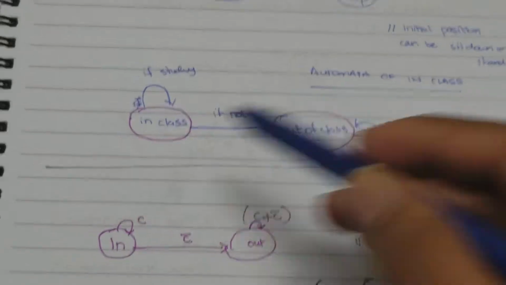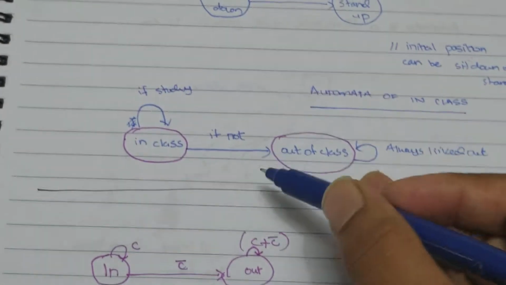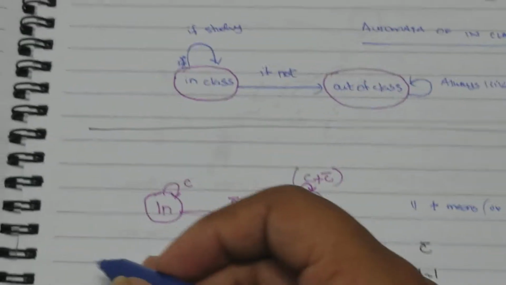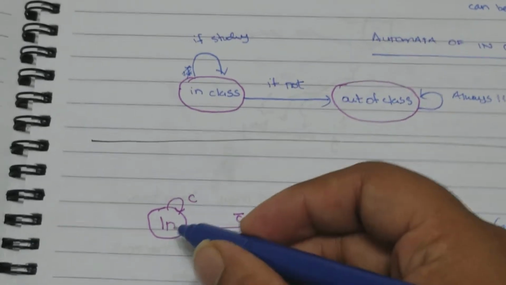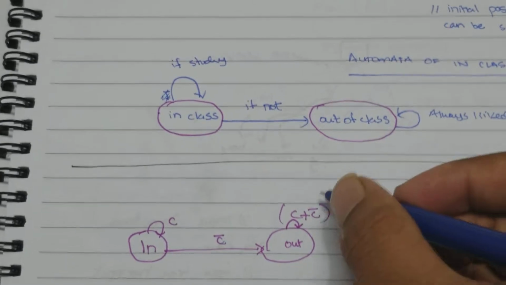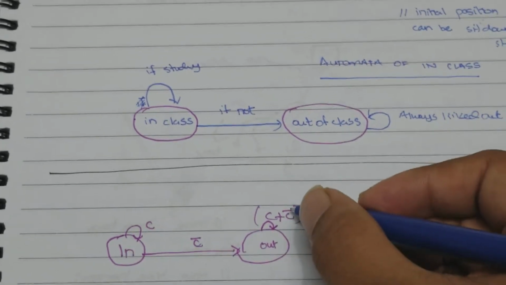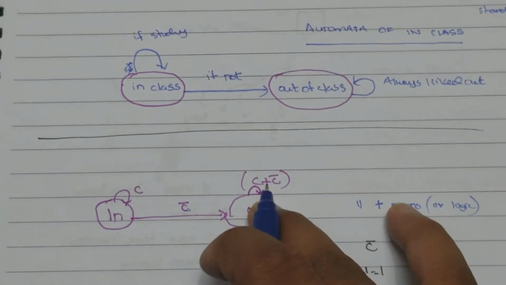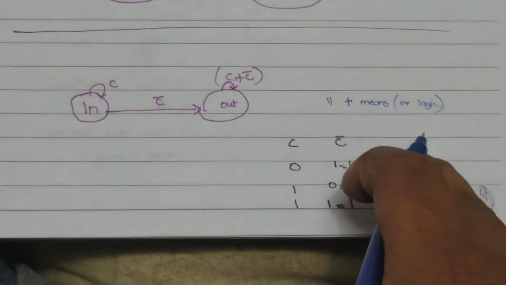Right now we have the automata of being in the class. If you study, you stay in the class. If you do not study, you stay out of the class. If you concentrate, you're in the class. If you do not concentrate, you get out of the class. And once you're out of the class, it doesn't matter if you concentrate or not, you are still out of the class. So this plus sign shows the OR logic.